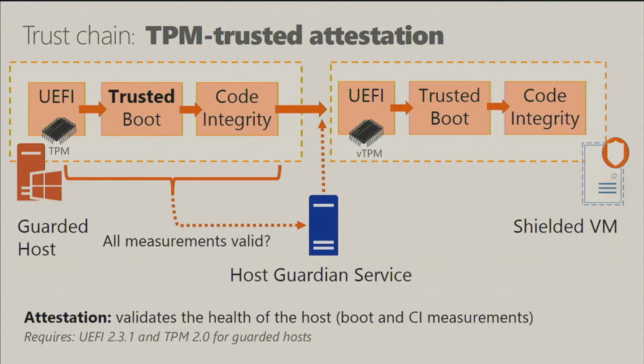So here's the trust chain. If you use TPM trusted attestation, we are basically saying that a guarded host uses UEFI firmware, with its TPM, using trusted measured boots and code integrity policies, which it measures off against a host guardian service before it's authorized to power up a shielded VM, which, guess what, goes and does the same thing again. It uses UEFI secure measured boot, takes its own boot measurement, seals its BitLocker key to its own VTPM. The one part in here that we haven't touched on is, how is the VTPM itself secured?